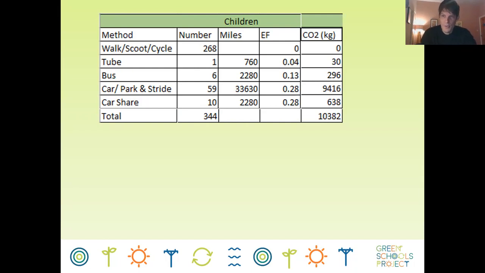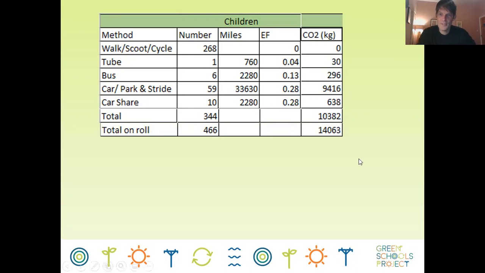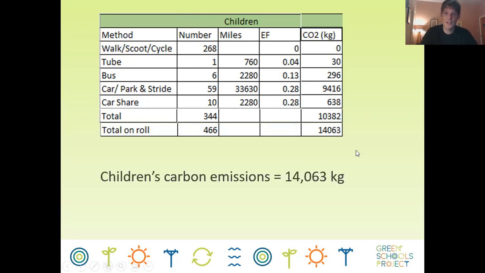So what I found out from Miss O'Donnell was that actually at the school there are 400, and I can't exactly remember, 466 children at the school in total. So what I did is I worked out if they get to school in roughly the same way as everybody else does, that gives us a total of 14,063 kilograms.